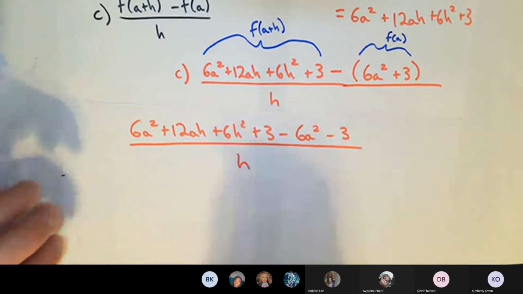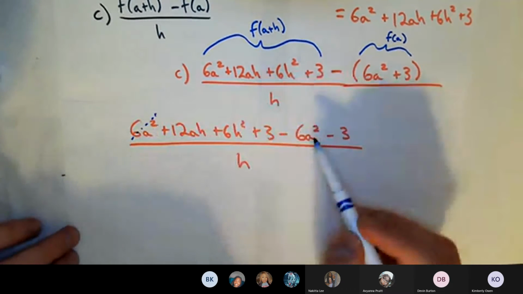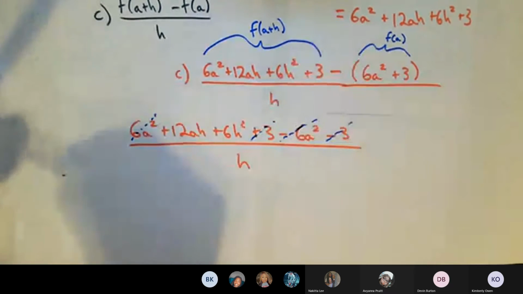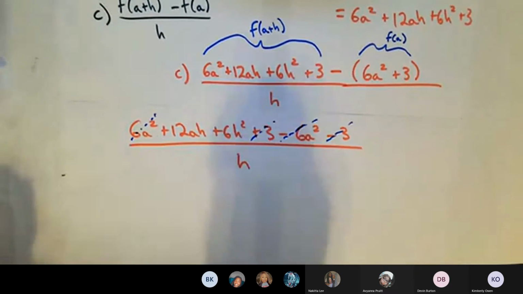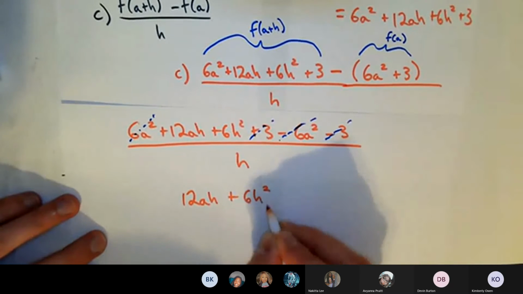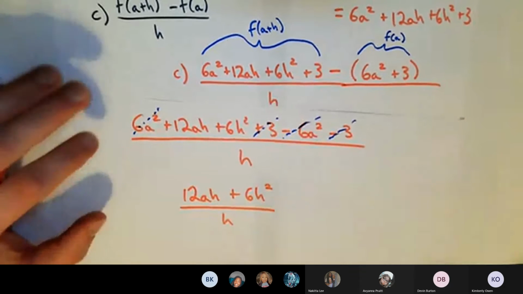Now I combine like terms. You'll see that your like terms are going to cancel very nicely here. This positive 6a squared and negative 6a squared, positive 3 and negative 3. Nice. Okay, so now I have 12ah plus 6h squared all over h. Those are the only two pieces left because 4 of them canceled out.